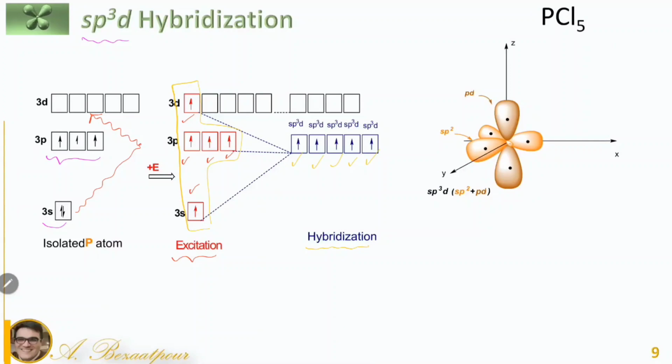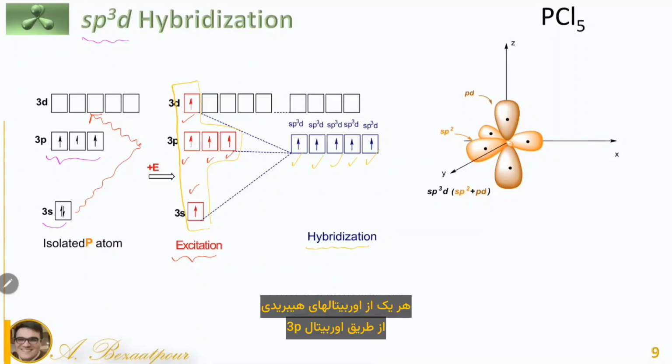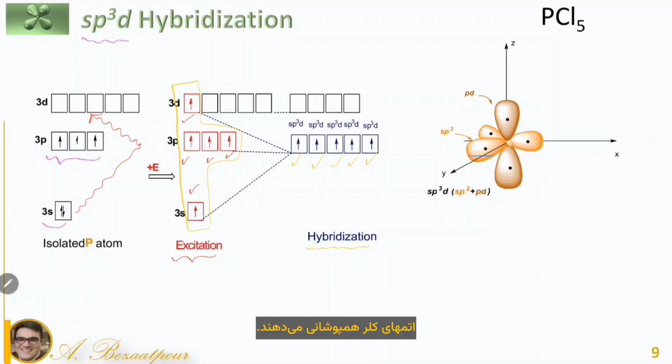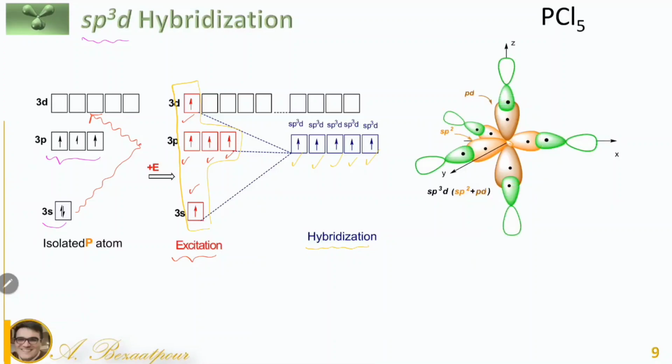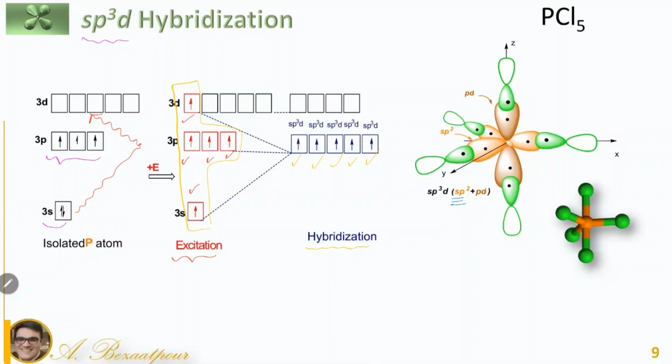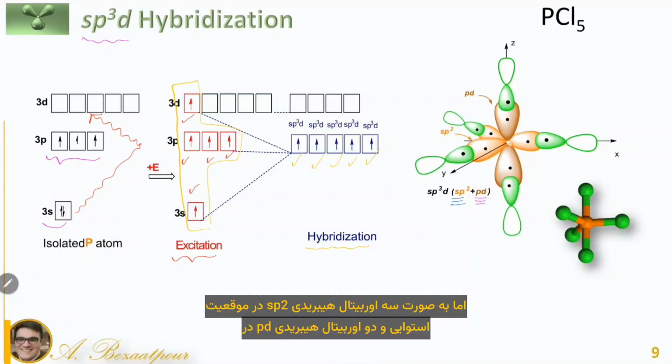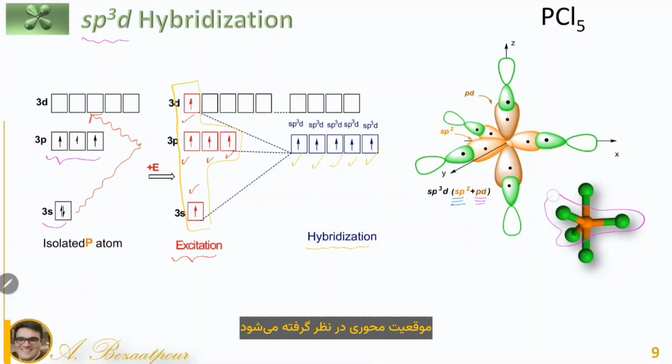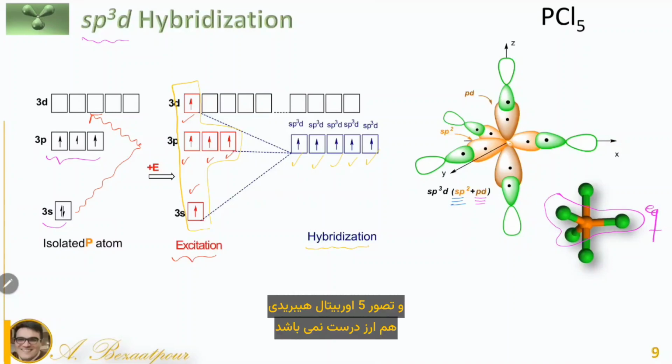Yes, each hybrid orbital overlaps with the 3p orbitals of 5 chlorine atoms. It should be noted that although the hybridization is sp3d, it will be considered as 3 sp2 hybrid orbitals on the equatorial and pd in the axial position, and it would not be correct to think that all 5 orbitals are the same.